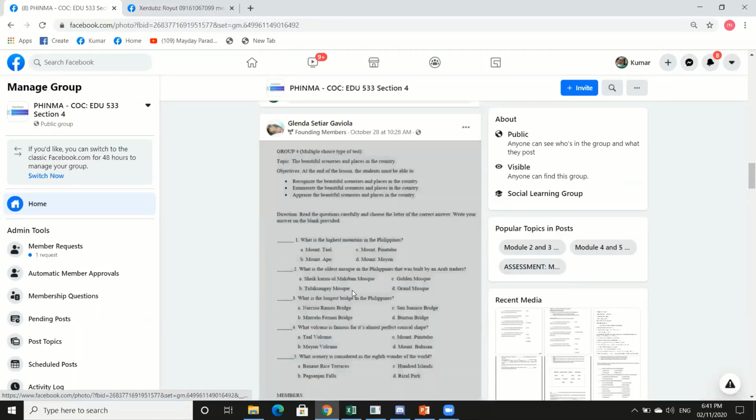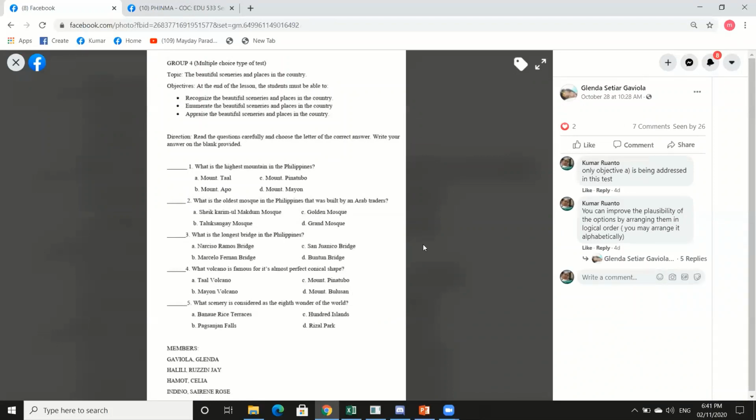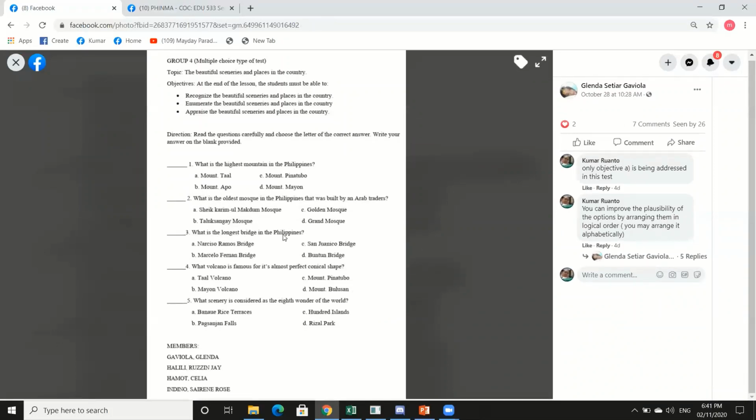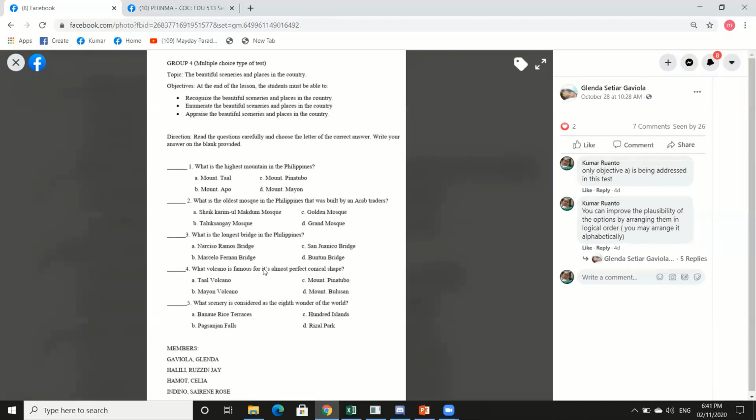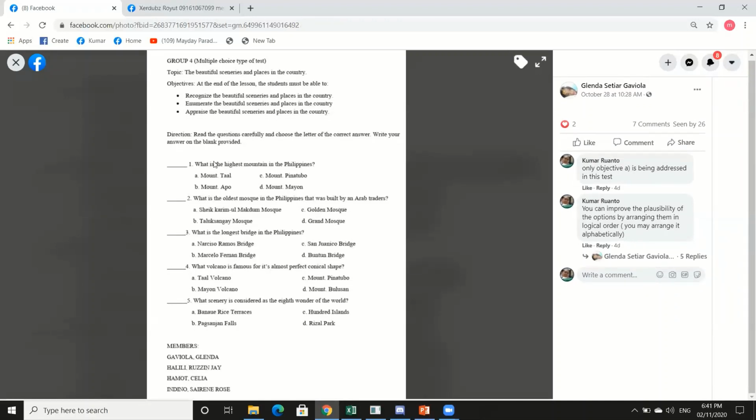Let's see the multiple choice test. They already edited it. Okay, you can arrange the options here in alphabetical manner, so you can go from A to Z, or from Z to A. Okay, so you can also do that one. So I guess this is a very good test. These are very good test items. Okay.